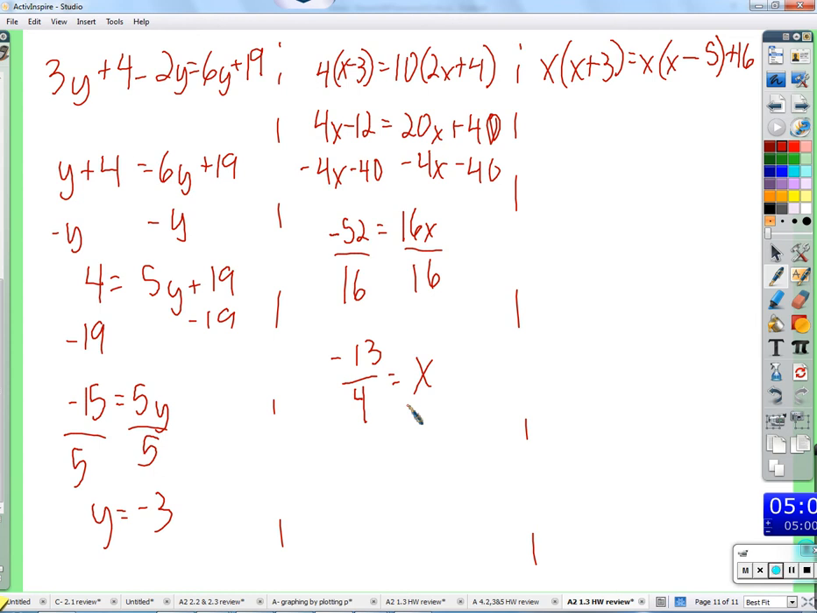Okay, so this is the slightly tricky one. So what's x times x when you distribute? Okay, x times x, x squared, minus 5x plus 16, you can distribute that x.